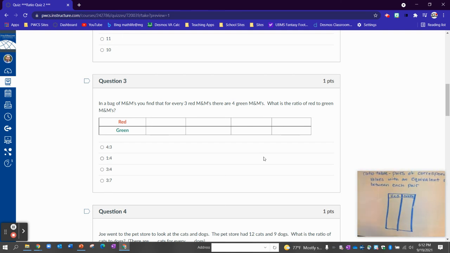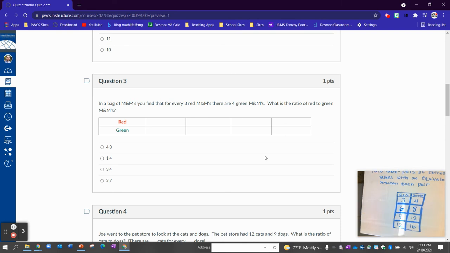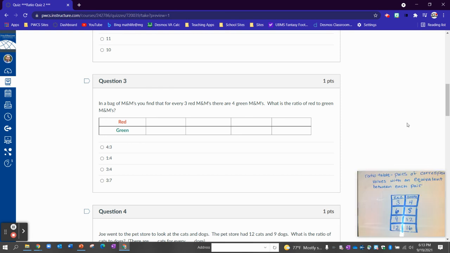Okay. Well, we'll just do a couple. 3 reds for every 4 green. So if there were 4 green, there would be 3 reds. If there were twice as many greens, 8, there would be twice as many reds, 6. If there were 3 times as many greens, there would be 3 times as many reds. If there were 4, there would be 4 times as many reds. So that is a complete ratio table. Well, not complete. It could go on forever, actually, but for 4 values, it is completed.